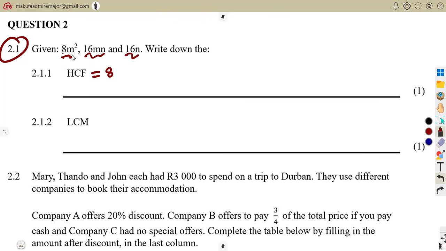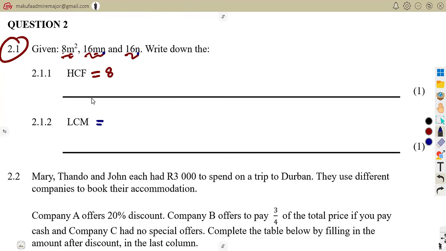Then in terms of the letters, it must be common throughout. We do not have a letter which is common. There is m here, there is m, but here we do not have m. So you cannot take that one. If you consider n, we have got n here, we've got n here, we do not have any on the first one. So in terms of the letters, we do not have any common letter there. So the HCF is simply going to remain as 8.